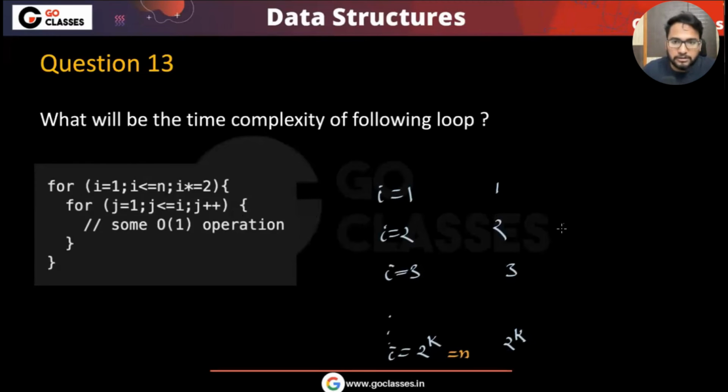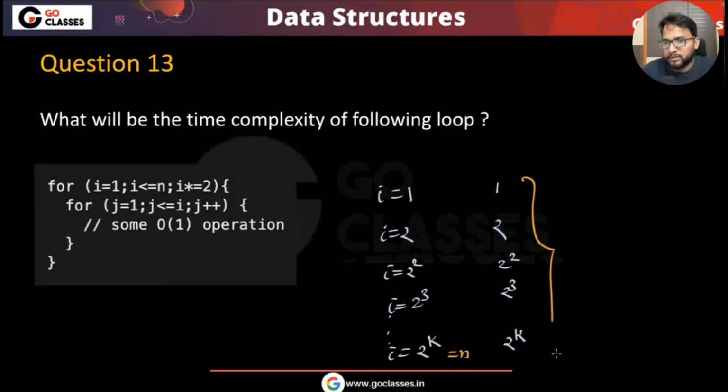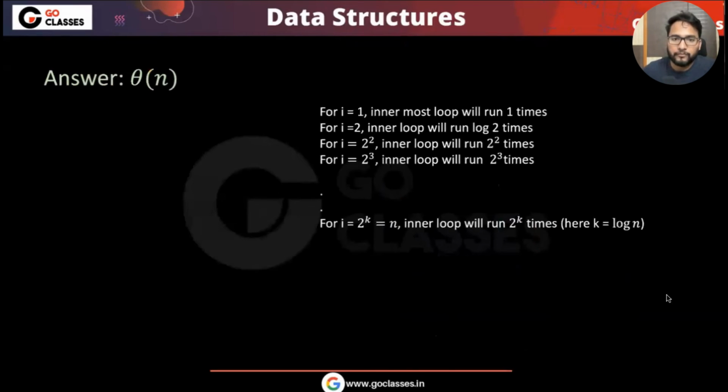Then what is the answer? Sorry, I want to be 3. Yes, that's a nice observation. So for i equal to 4 or i equal to 2 square, it is 2 square times. For i equal to 2 cube, it is 2 cube times, right? So you need to add all of this. Now tell me, is it increasing GP or decreasing GP? Since it is increasing GP, you just say 2 power k, which is n, right? So theta of n is the answer here.